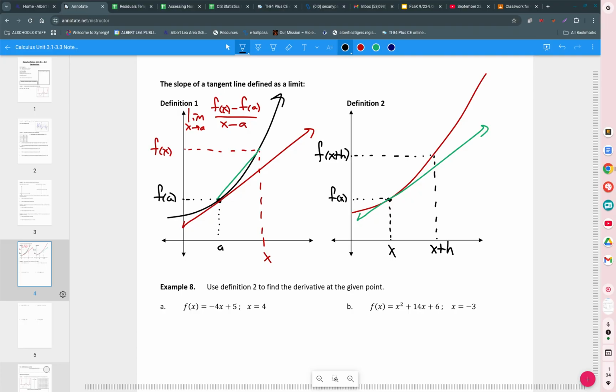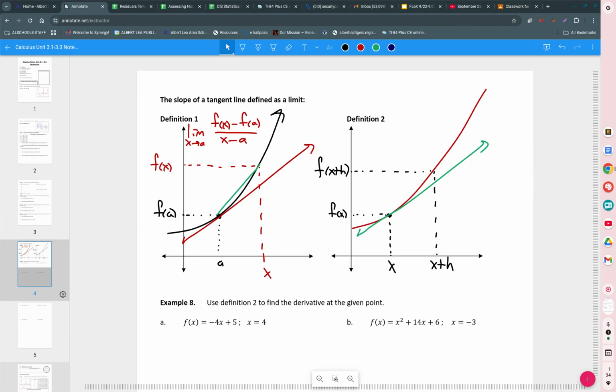Now, I worked very hard over the years to try to set you up for this moment. Let's see if it works out. Y sub 2 minus Y sub 1 over X sub 2 minus X sub 1. What do you notice? The x's cancel out in the bottom. So therefore, I get F of X plus H minus F of X all over H.